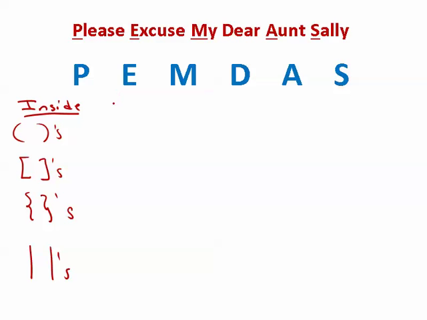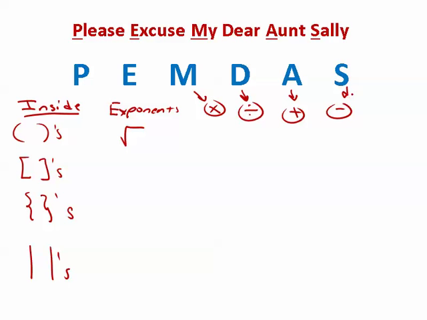What does E stand for? Well, E stands for exponents, and it also stands for square roots. They could be any type of root for that matter, like a cube root, a fourth or fifth root, something like that. So exponents are next. And what about M? What does M stand for? That's multiplication. D stands for division. A is addition, and the S is subtraction.